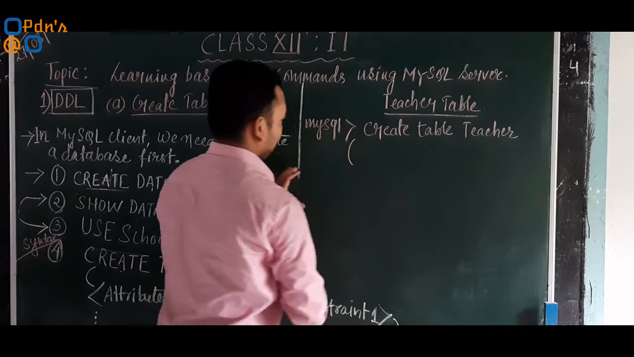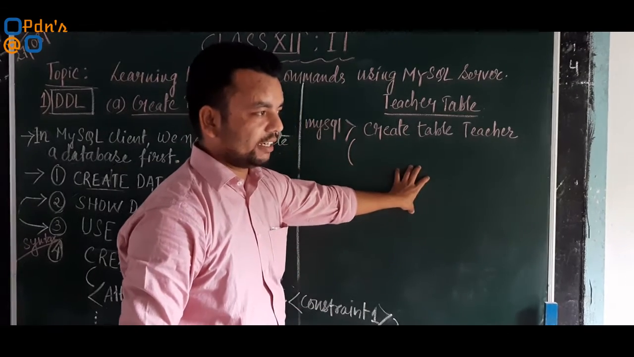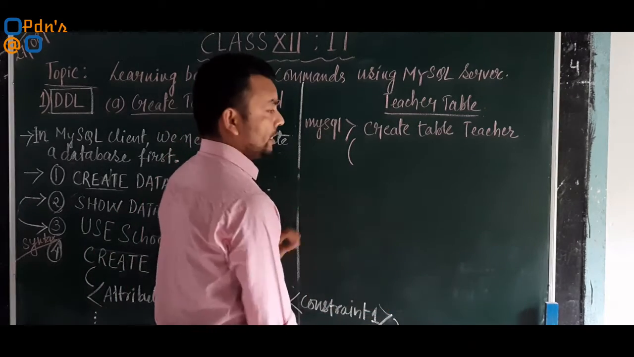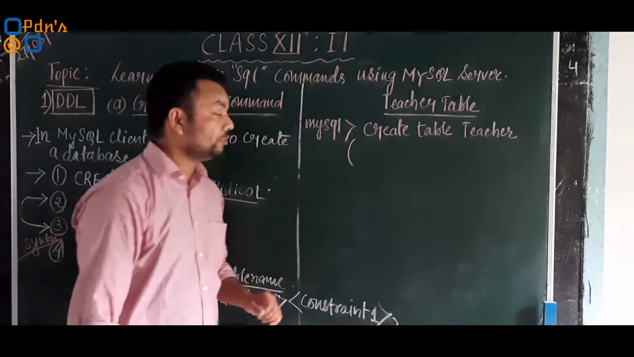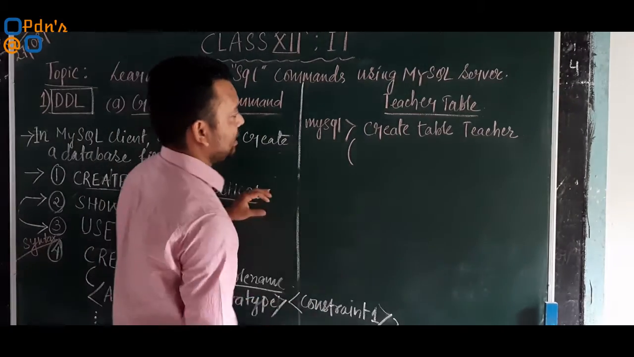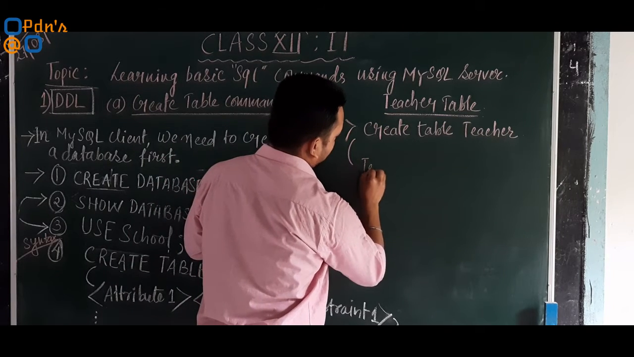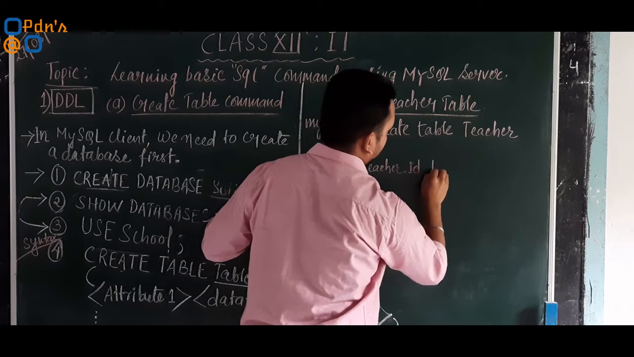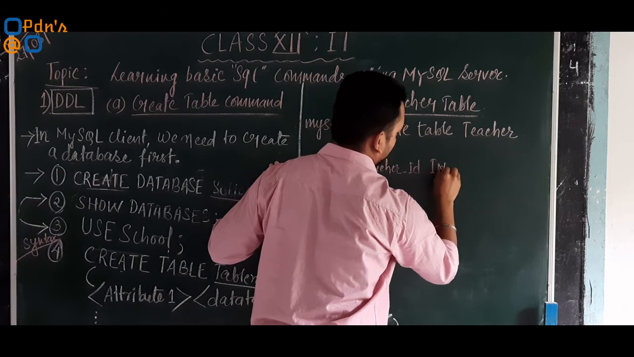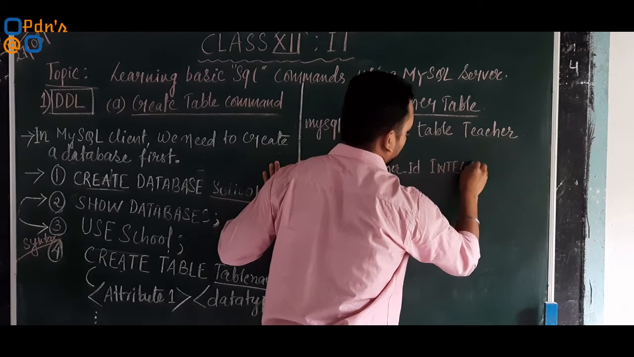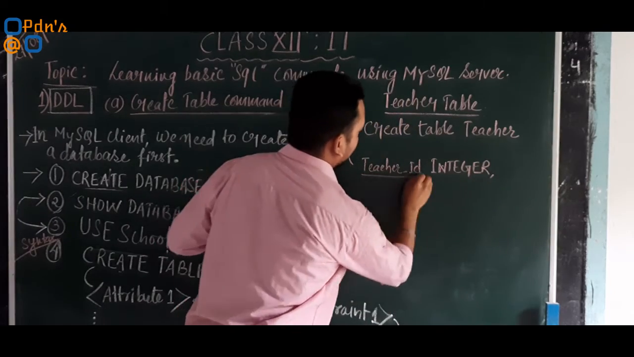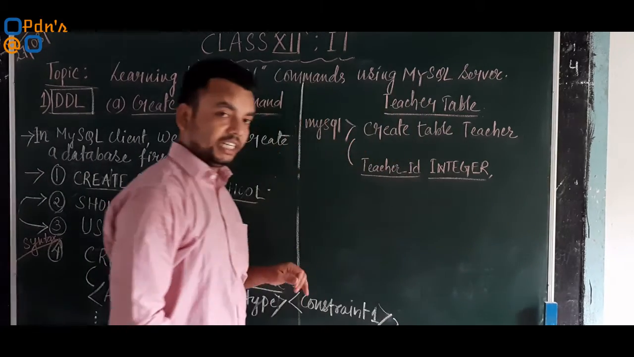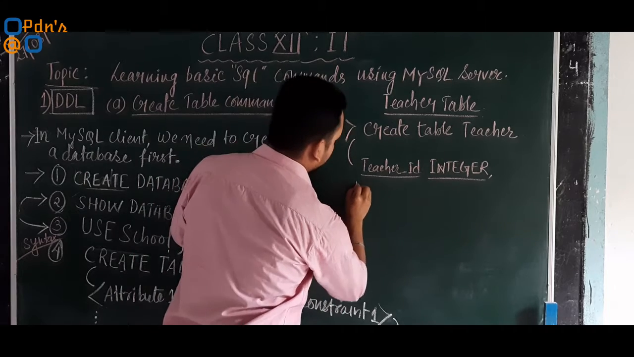Now we are inserting the attributes along with their data types and constraints, if any, on the data. First of all, we will create a table without any constraint, and then in the next steps we will go ahead with the insertion of constraints. So the first one is create table teacher. First is teacher ID, integer. This is the name of the first attribute, teacher ID, and here it has been set as an integer data type.